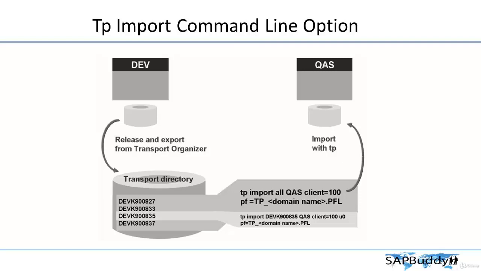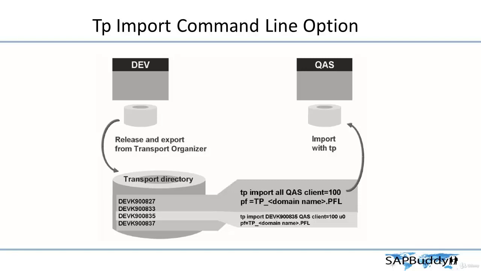It is not recommended to use R3 trans directly, as we've seen, because TP takes the entire control of the import process. TP can trigger the necessary following processes for the import. So it is always recommended to use TP in unavoidable conditions. You can use TP import all, otherwise TP import for a specific one. You can see here TP import, then the TR number, then the target system, then the client. Then you need to specify the PFL file, pf=tp, and only then will it take your STMS configuration from there and start the import.